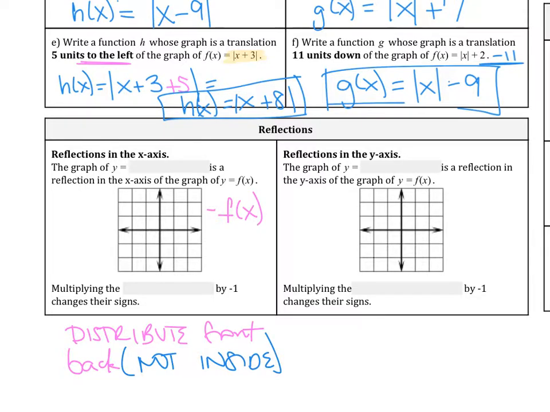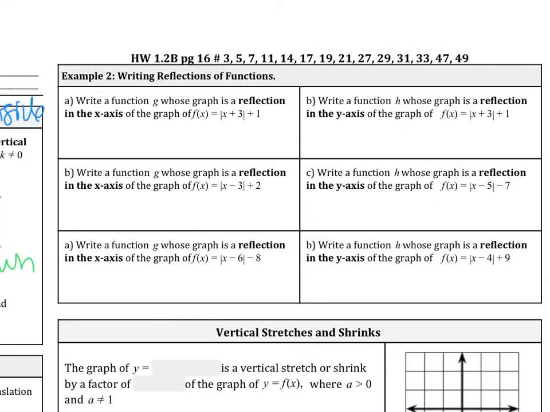Now, with reflections in the y-axis, what we're doing is adding a negative, but only to the x. So you don't change anything else, just the x inside. Don't distribute or anything else. So let's try some of these out.